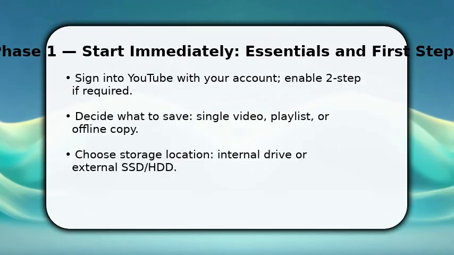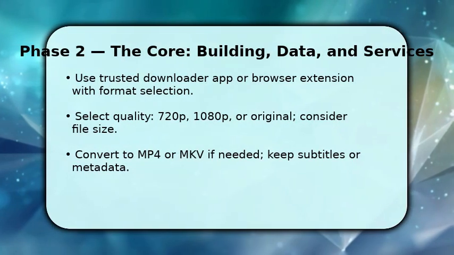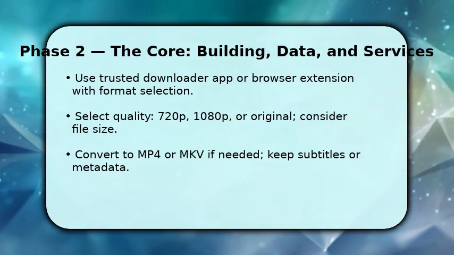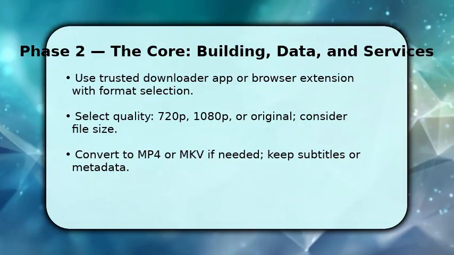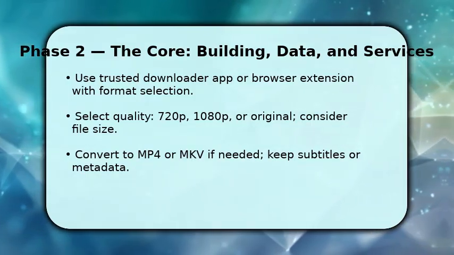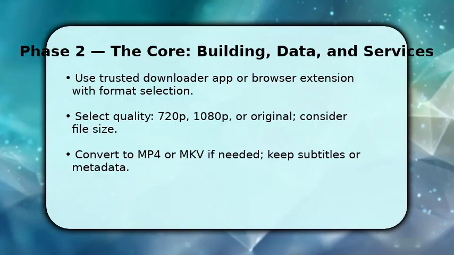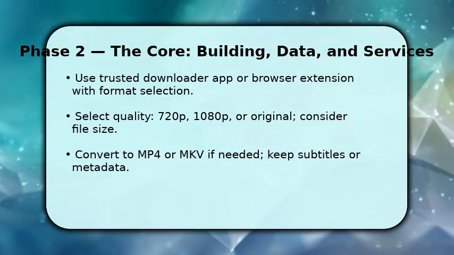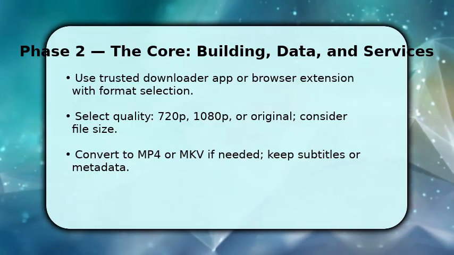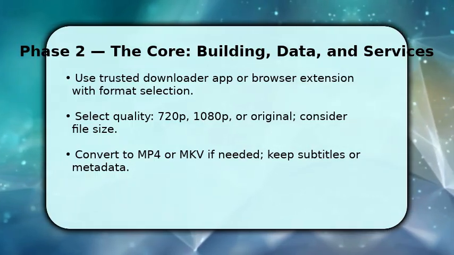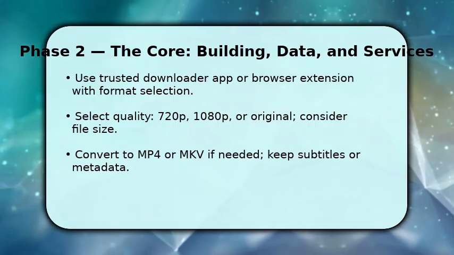Now run the downloader tool you chose and paste the YouTube link. Grant permissions when prompted. Choose the quality. 720p or 1080p balances size and clarity, while original preserves source quality but costs space, and pick MP4 if you want broad compatibility. If you need captions or chapter metadata, enable those export options.